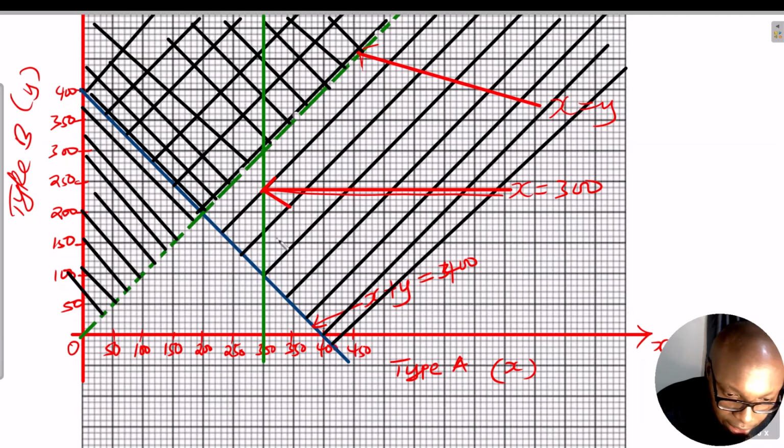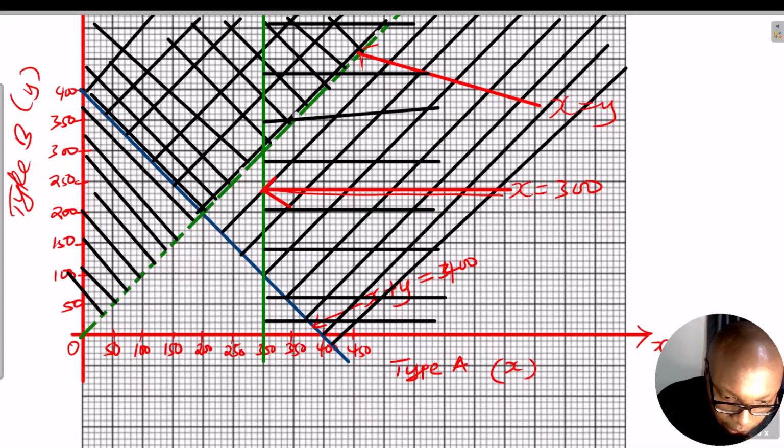The other side, you can see the values to the right of 300, 400, 350. We don't require that because we should have less than 300. So this side is the unwanted side. The right side of that line, we shade it like that.